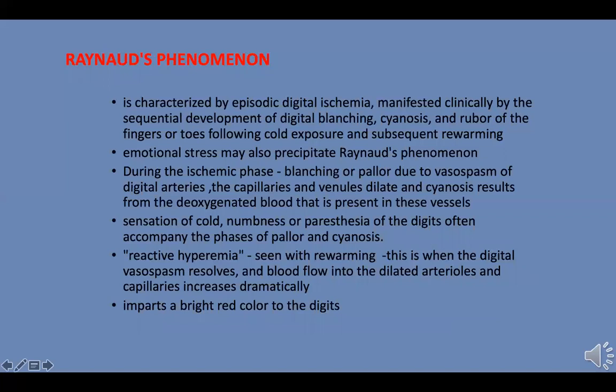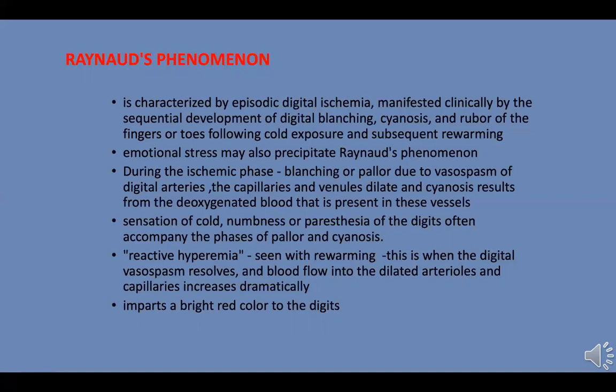Raynaud's phenomenon. This is characterized by episodic digital ischemia, manifested clinically by the sequential development of digital blanching, cyanosis, and rubor of the fingers or toes following cold exposure and subsequent rewarming. Emotional stress may also precipitate Raynaud's phenomenon.